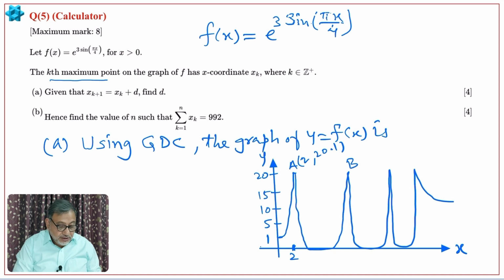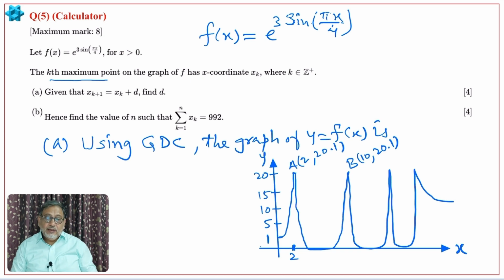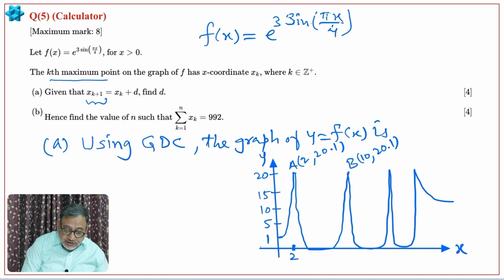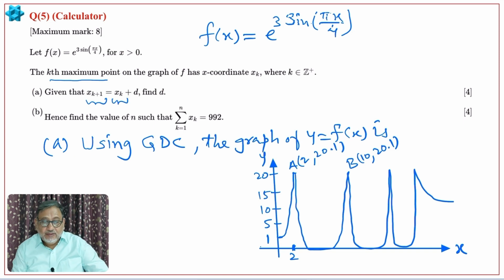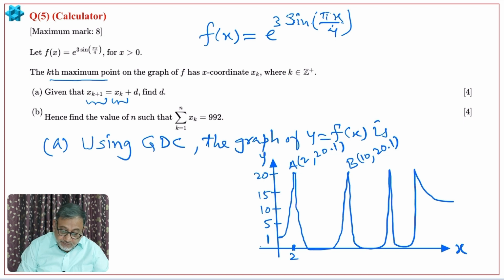This point B, the second maximum value, 10, 20.1, the maximum value will remain the same, and so on. Okay, we have all these things because we need two x coordinates. Xk plus 1 means the next, xk means the previous one. Okay, so what is the x coordinates of the maximum point?